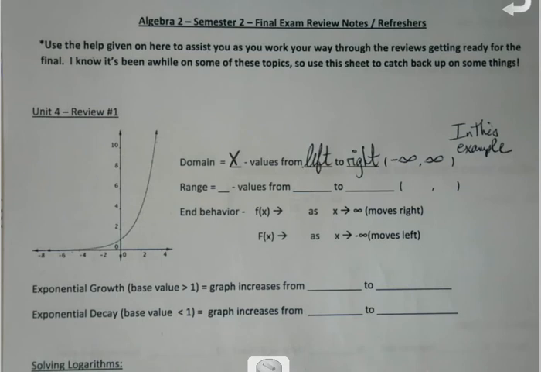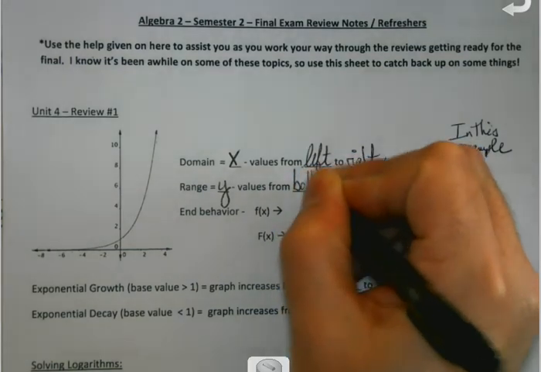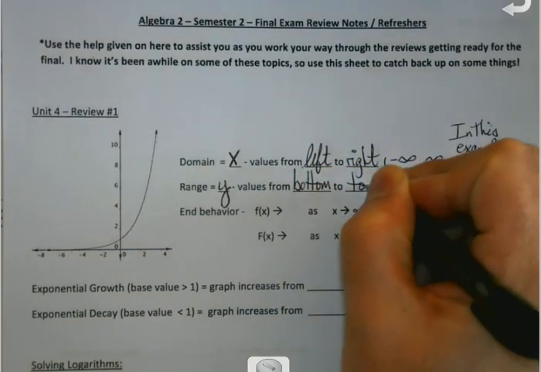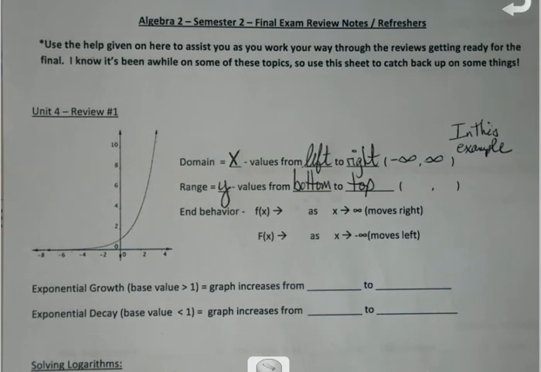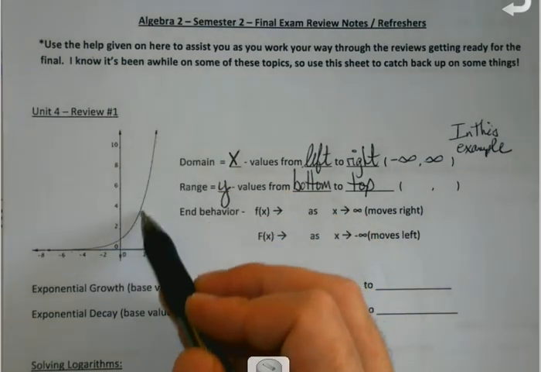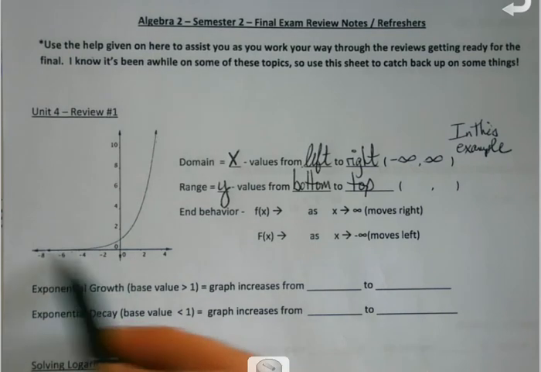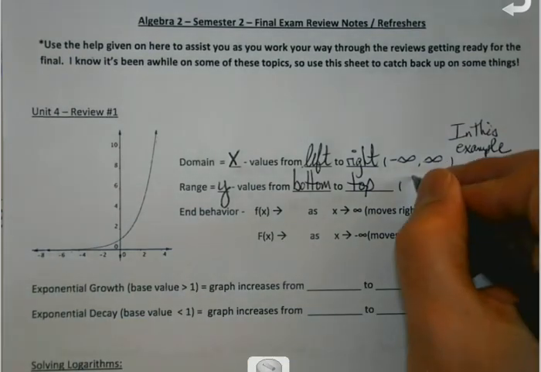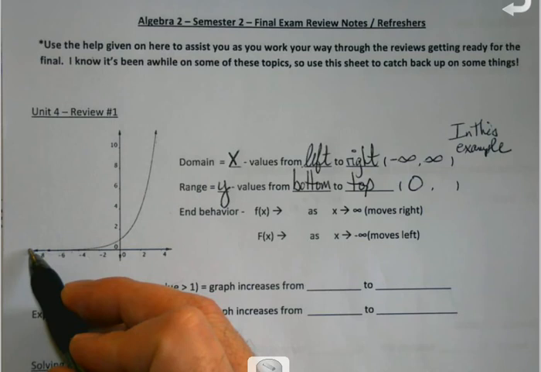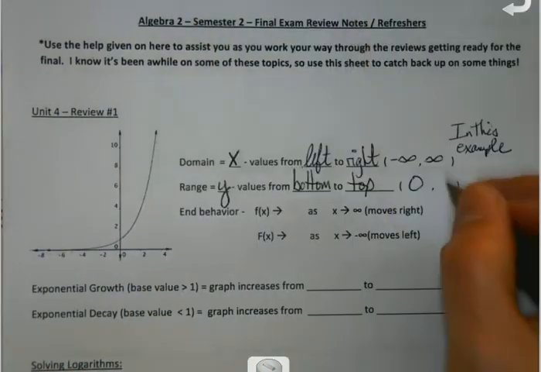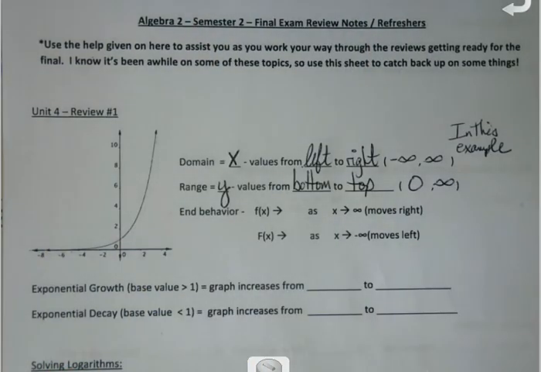My range is my y values, from the bottom to the top of my graph. Now my graph doesn't go down forever. It goes down, down, down, and then it kind of tears off right here where my y value is 0, because that's what it is along the x-axis. So my range would be from 0, its bottom value, to infinity, which is going up to the top. Okay, so that's how I check out my domain and range in any graph, basically.